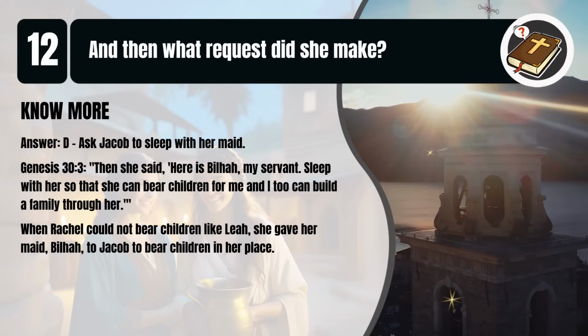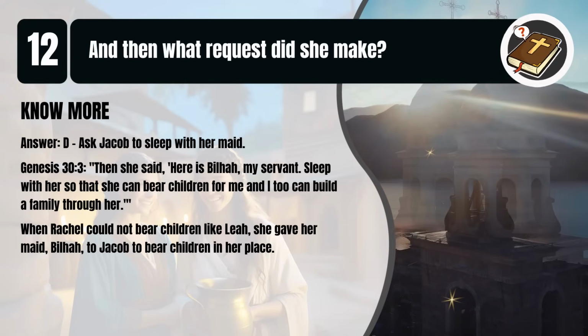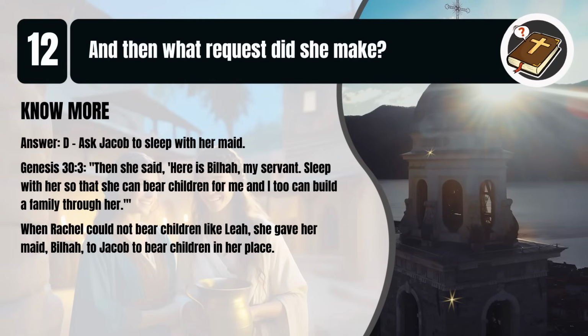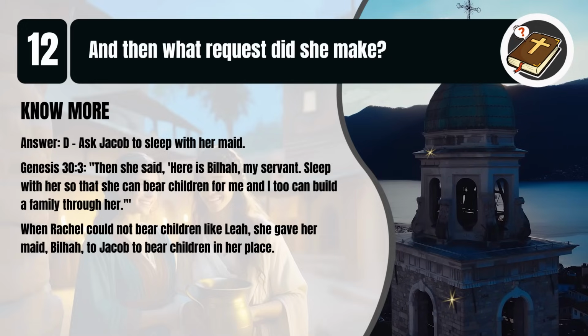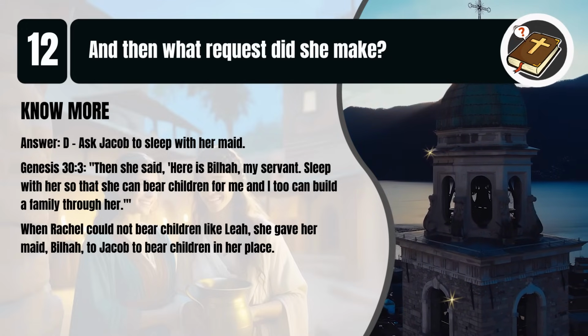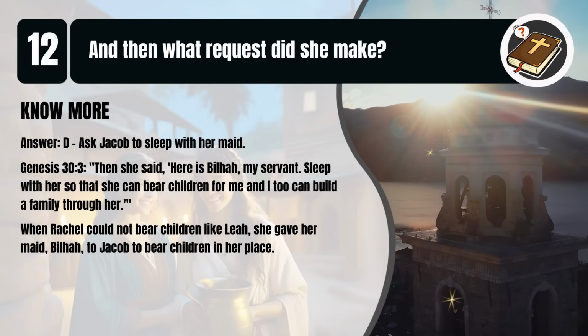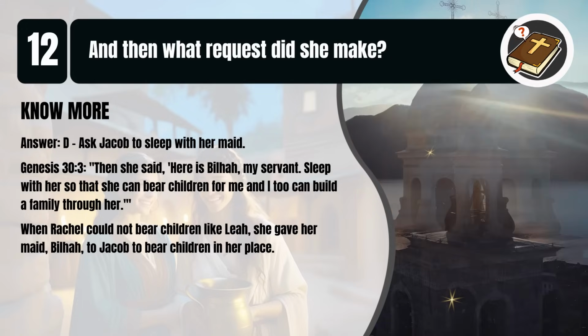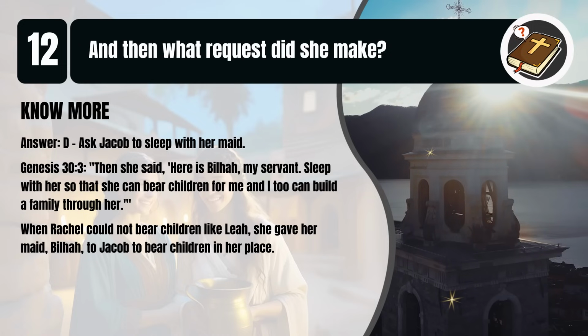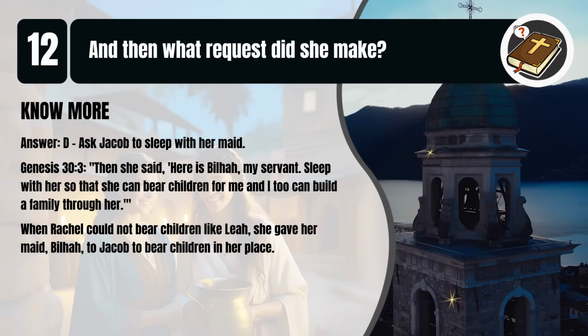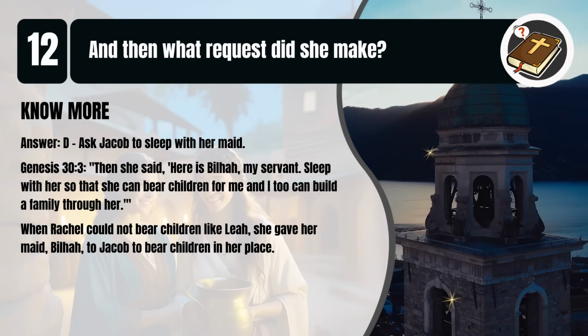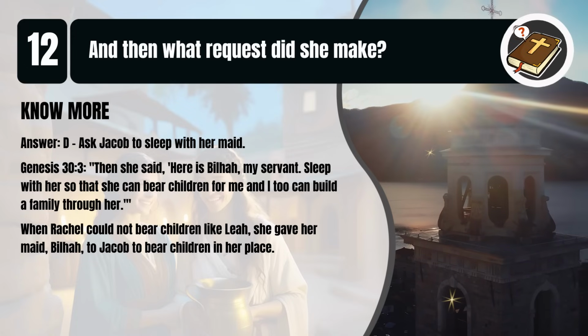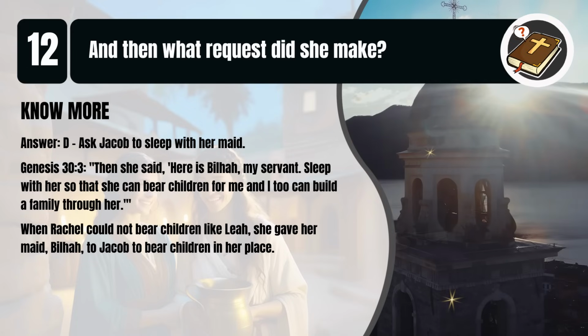That's D. Ask Jacob to sleep with her maid. Genesis chapter 30, verse 3. Then she said, "Here is Bilhah, my servant. Sleep with her so that she can bear children for me, and I too can build a family through her." When Rachel could not bear children like Leah, she gave her maid, Bilhah, to Jacob to bear children in her place.